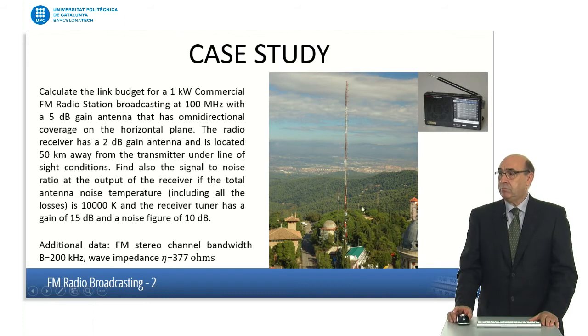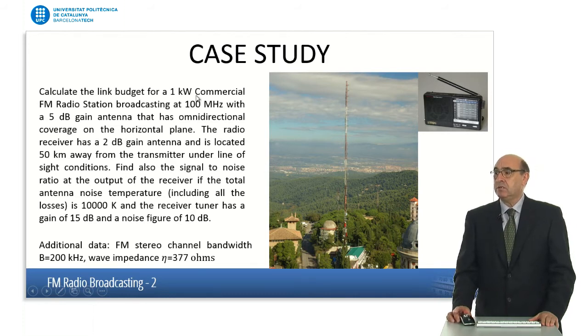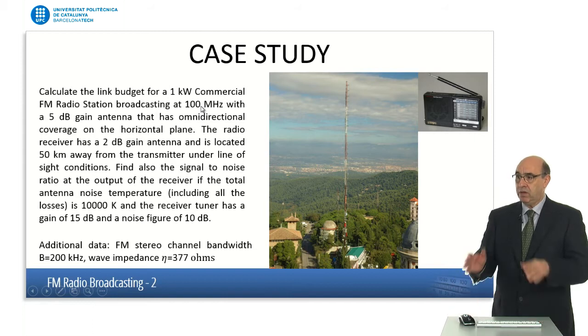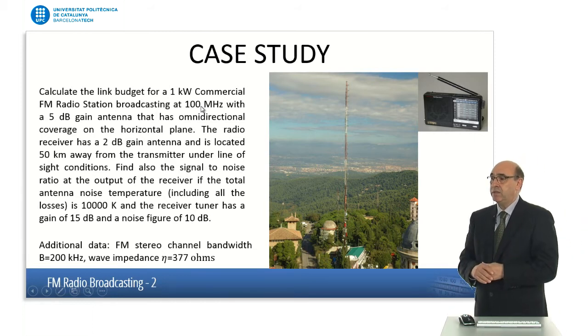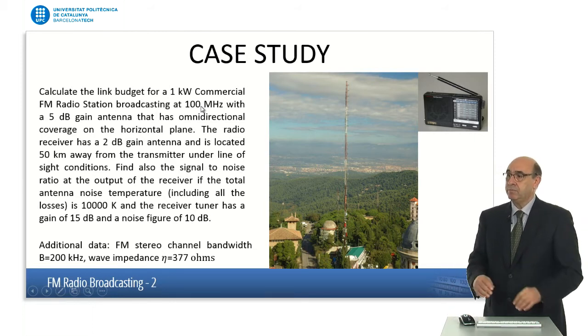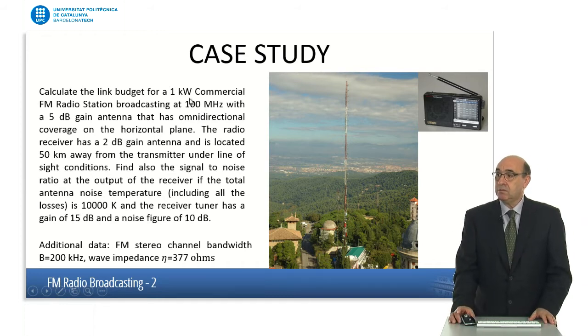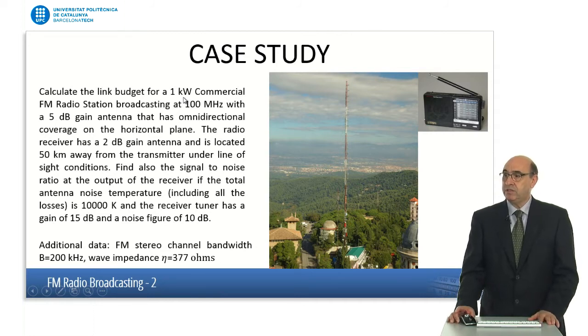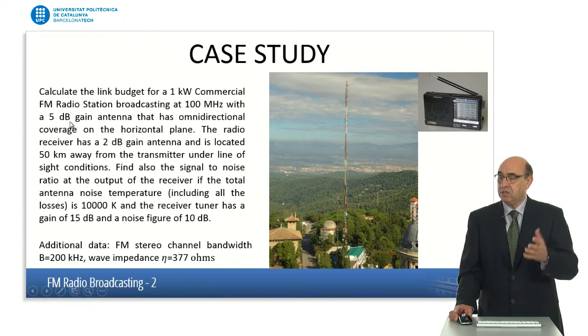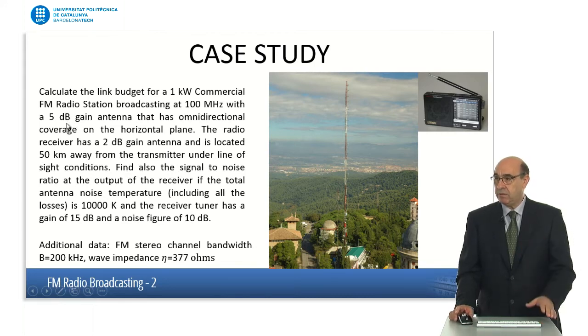Now the parameters for the link: you just broadcast at 100 megahertz in one of the bands assigned for broadcasting, and the radio station has a 1 kilowatt power transmitter. The antenna in this case is a simple one, a 5 dB gain antenna.